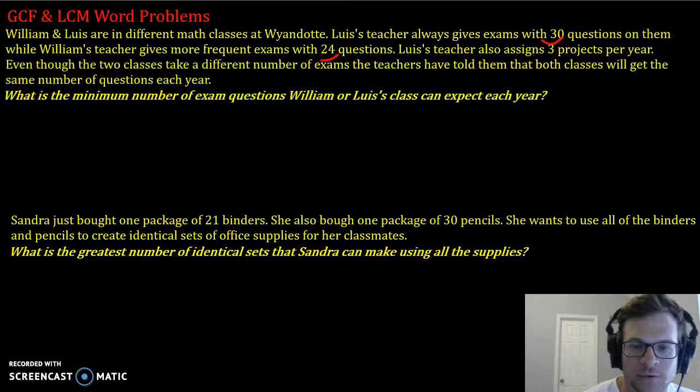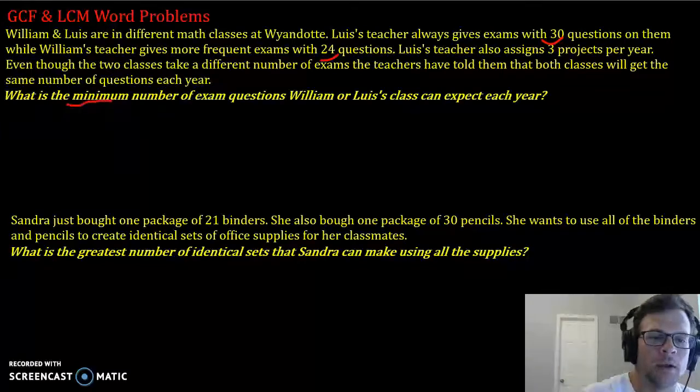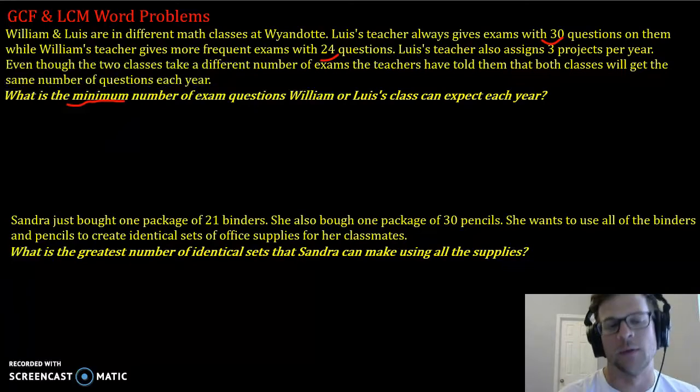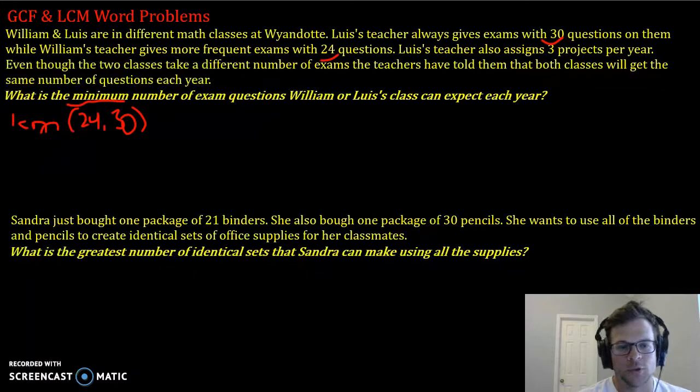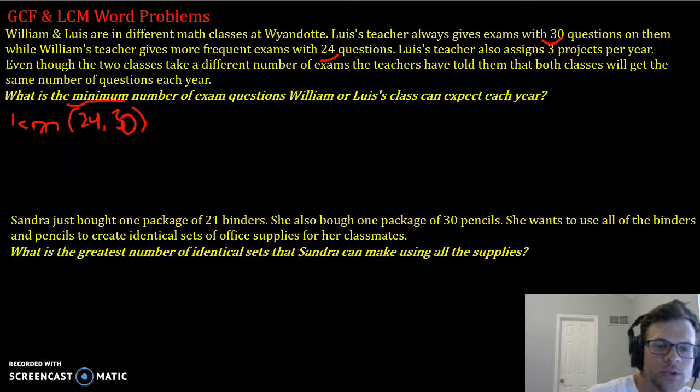So even though they take a different number of exams total per year, the total number of questions will be the same. So in this question, what is the minimum number of exam questions that both of them will take? Minimum is another word for least. So we're going to be looking to find the least common multiple of those two numbers, 24 and 30. Multiples of 24 and 30 are a little bit challenging to do, so let's do a factor tree of both of these.